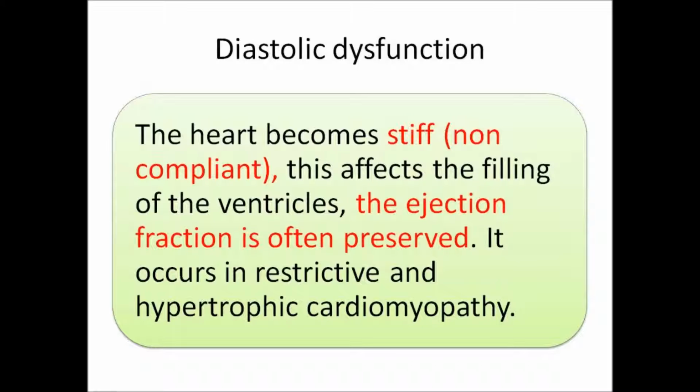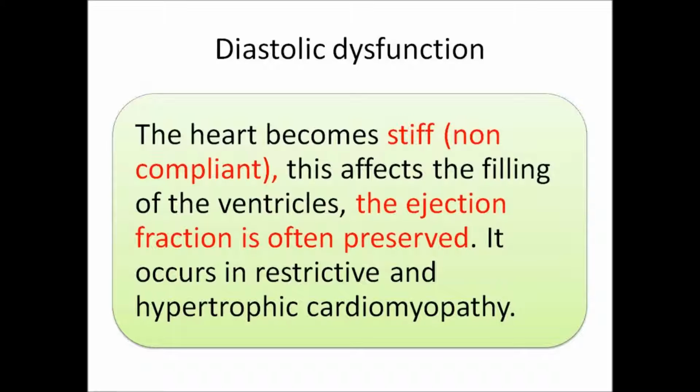This affects the filling of the ventricles. The ejection fraction is also often preserved. That is because the ejection fraction is the result of the division of the stroke volume by the end diastolic volume. So when the end diastolic volume is small, in this case, because the ventricles cannot be filled, the stroke volume will also be small. Thus, the ejection fraction remains the same, and we will discuss this later.